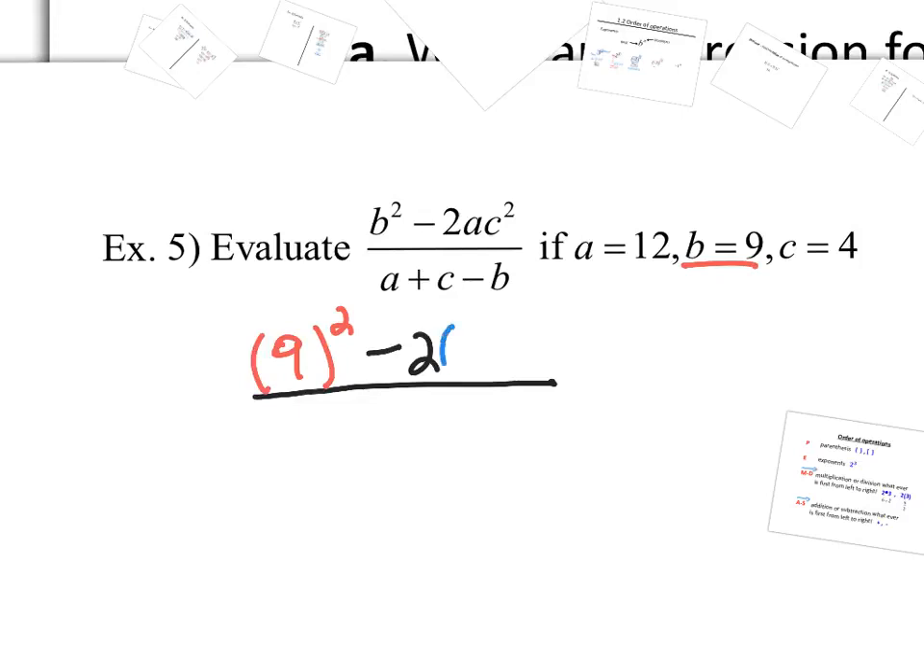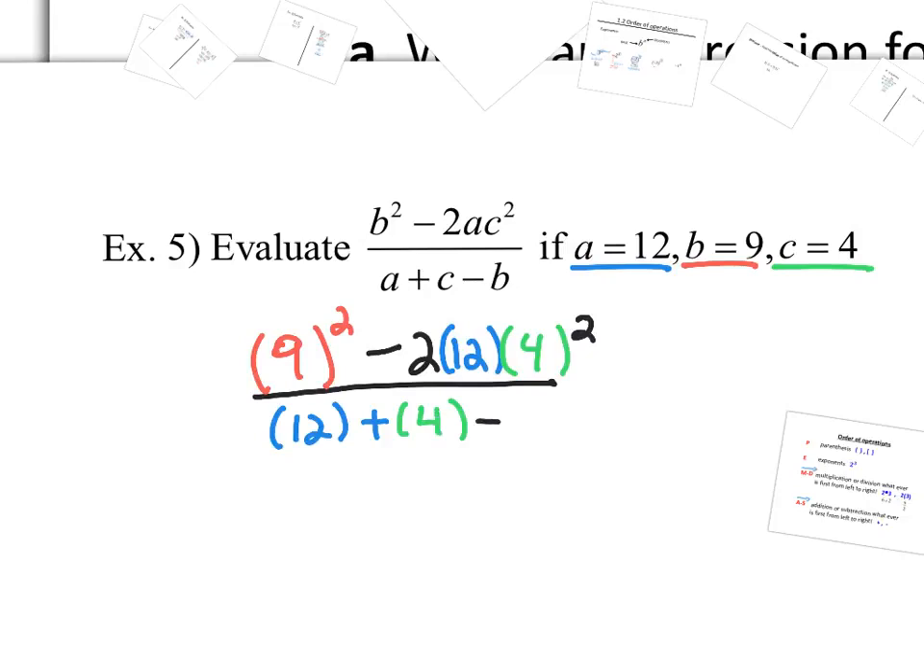The a, I'm going to make a parentheses. A is 12 right here. Then I have a c, and the c value is 4. So I put a 4, and you keep the square outside of the parentheses. On the bottom, the a is a 12 plus the c is a 4, so you make it a parentheses and you substitute a 4 minus, and the b is 9. Now you guys follow the order of operations on the top, follow the order of operations on the bottom.